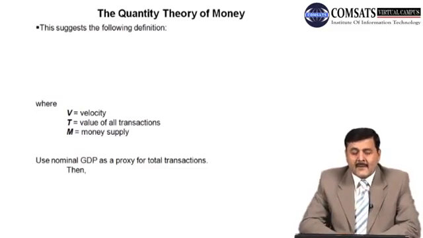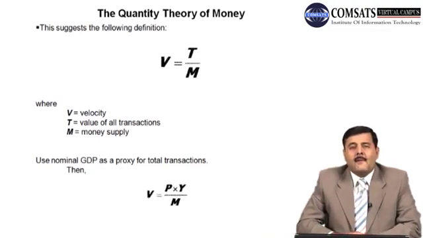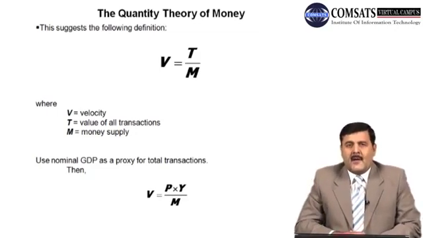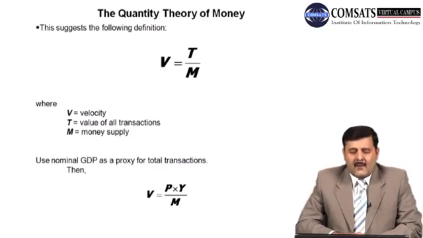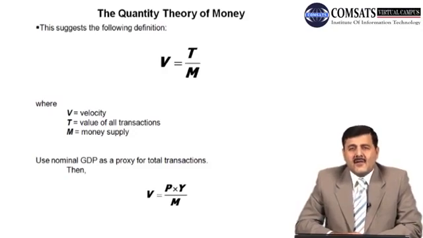We'll continue with this concept. This suggests the following definition. So when we said that if you multiply money supply by the number of circulations, you will get the velocity. So we can say that from this we can derive the definition that velocity is equal to total transactions in the economy over money supply.